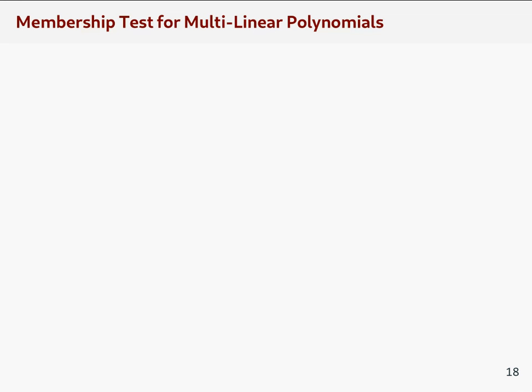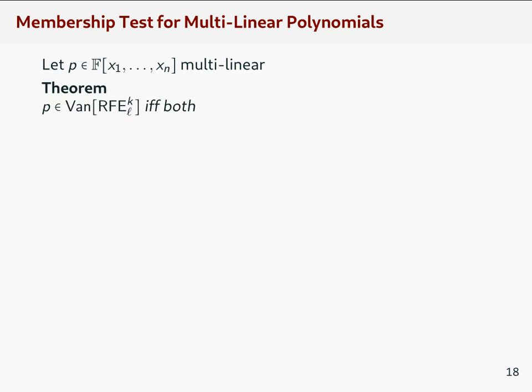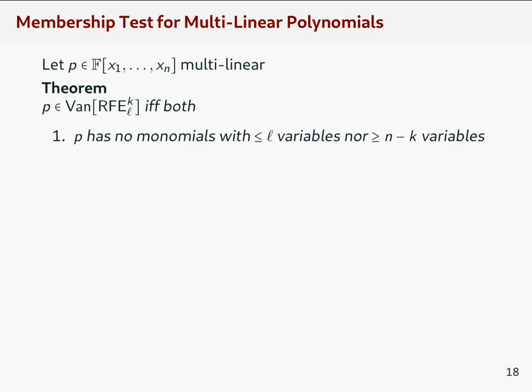So that's our generating set. Next, I'm going to move on to tell you about the membership test. So let's fix P to be a multilinear polynomial. I'll just tell you the test for multilinear polynomials. The theorem states that P belongs to the vanishing ideal if and only if, so it's a precise characterization, both of two conditions hold. First is kind of a non-triviality condition. First, P can have no monomials that use very few variables, at most L, nor almost all the variables, in other words, all but K.